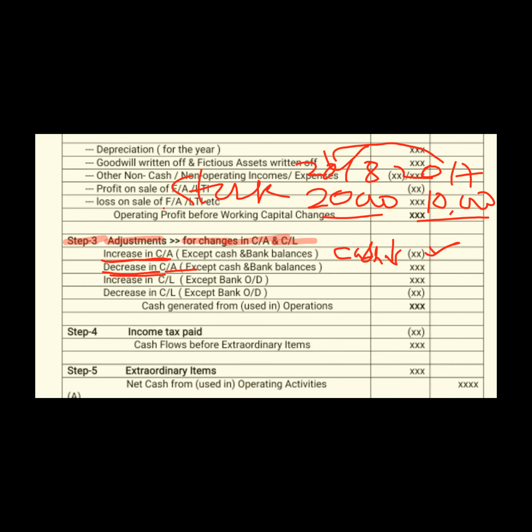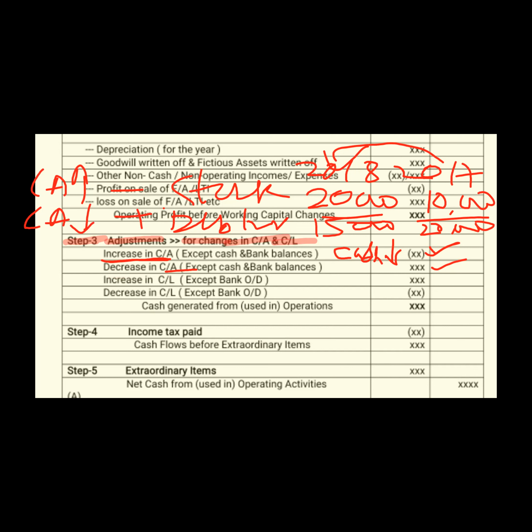And suppose debtors are there. Debtors are now 15,000. Previously it was 20,000. Is it increased or decreased now? Previously 20,000, so decrease. How much did it decrease? 5,000. Okay, so when current assets decrease, you add. What we need to do? Add. Current assets increase, minus. Current assets decrease, plus. Simple logic. Okay.